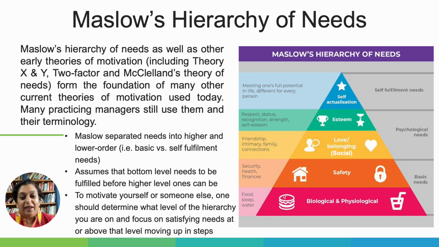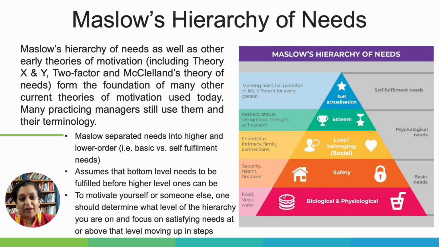We then move on to our esteem needs. How do we want to be treated in terms of respect, status, and recognition? And the top rung of Maslow's hierarchy of needs looks at self-fulfillment or self-actualization needs. This looks at meeting one's full potential in life. And this can be different, and usually is different, for every person out there.